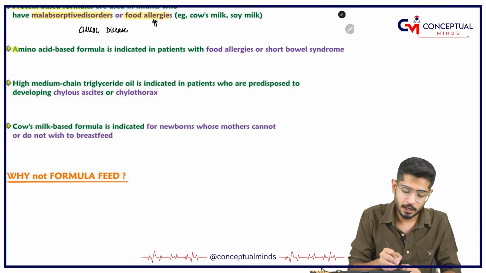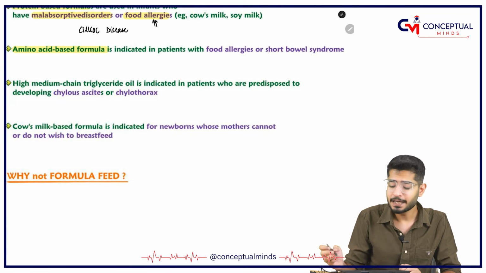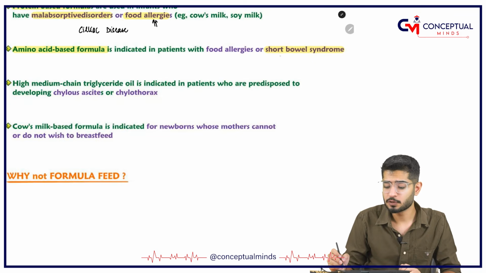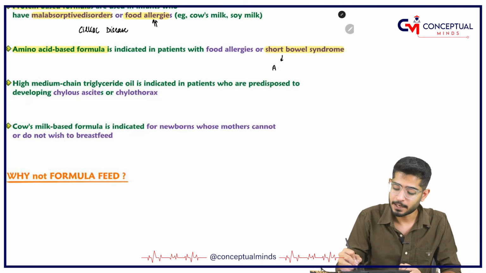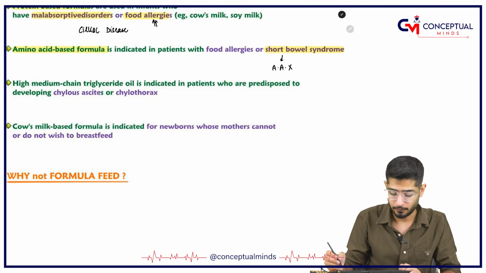Then comes the next one, amino acid based formula. Amino acid based formula is given if the child has short bowel syndrome, because one of the most common complications associated with short bowel is that amino acids will not be absorbed. That's why you are supposed to give the amino acid based formula.